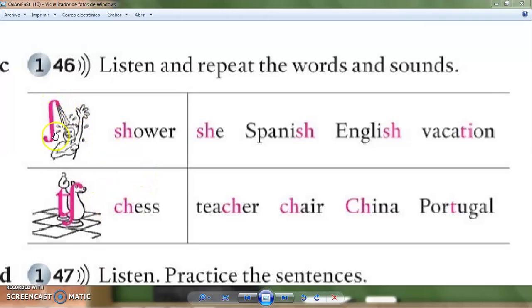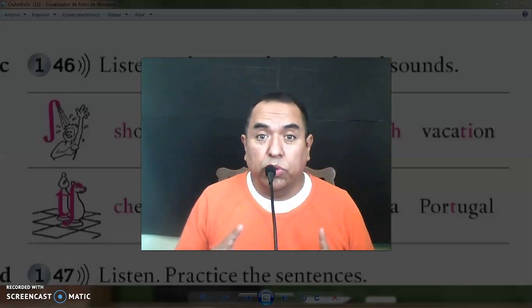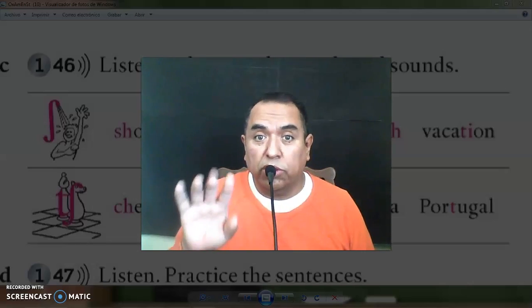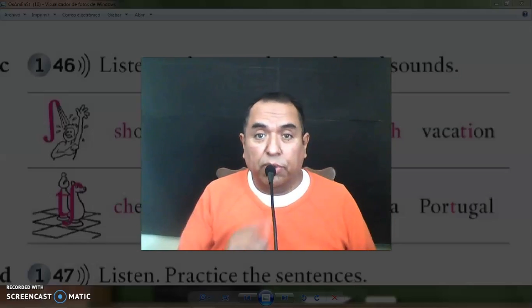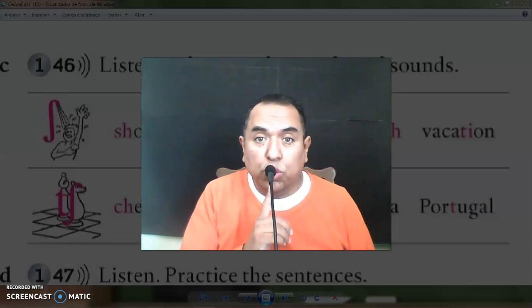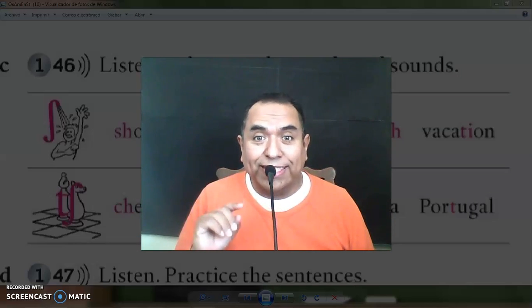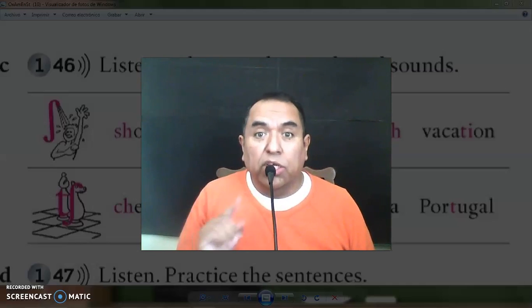Here we have a couple of signs. This looks like an S, like the letter S, but it's a long one. This is the phonetic sign for this sound. Shh. Shh. It's like the sound you make when you're trying to tell somebody to be quiet, children, for example. Shh. It's not the S sound. It's shh.